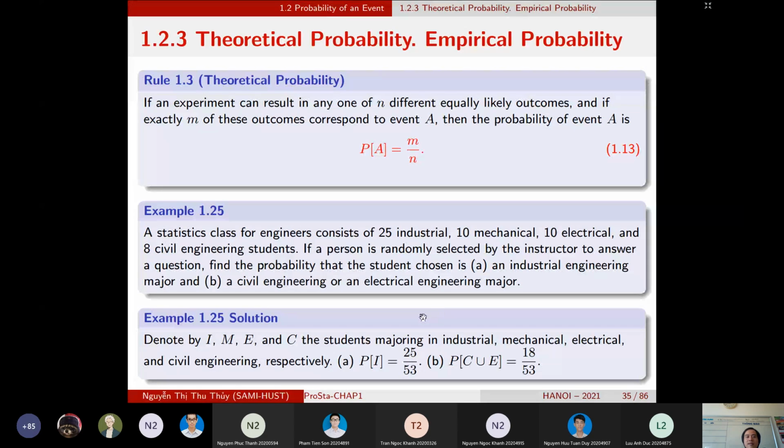The second part of the question is, what is the probability that we choose a student from civil or from electrical engineering? So we need to calculate the probability of C union E. How many students from civil engineering? We have 8. And how many from electrical? We have 10. So in total we have 18 students from the 2 majors. So the probability is 18/53.